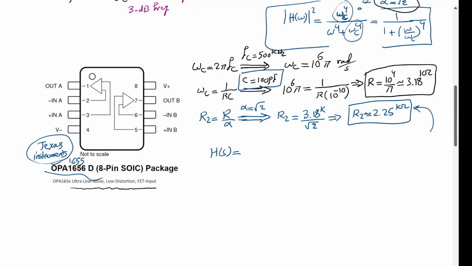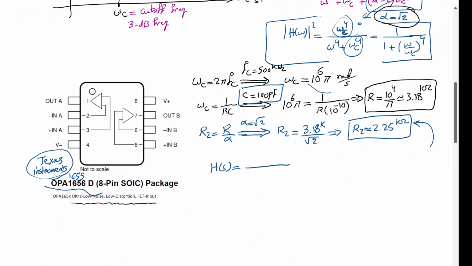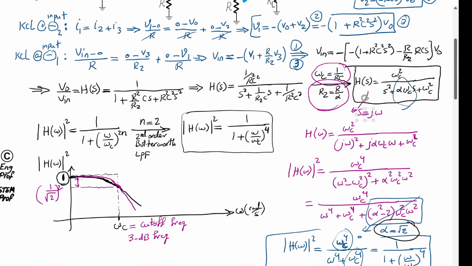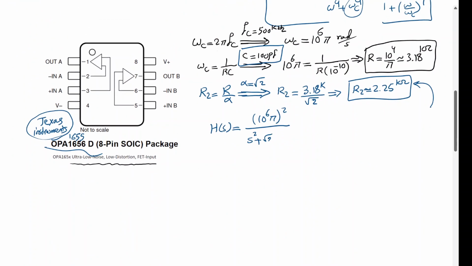So the transfer function, in the example that I just solved, is basically H of s equals omega c squared, which is going to be 10 to the 6 pi squared, over s squared plus alpha omega c, so that would be root 2 times omega c, plus again omega c squared.